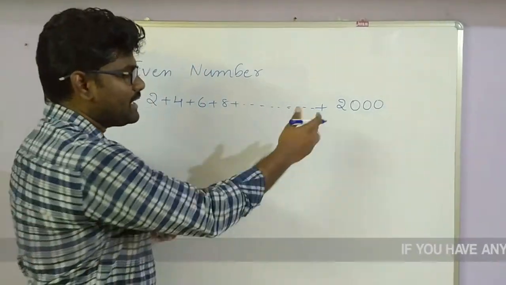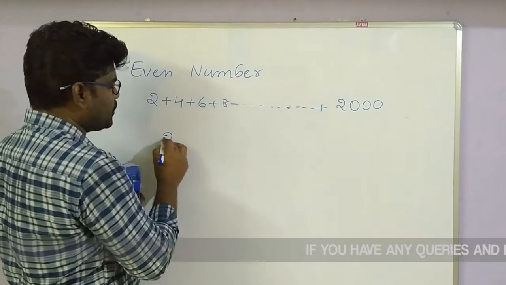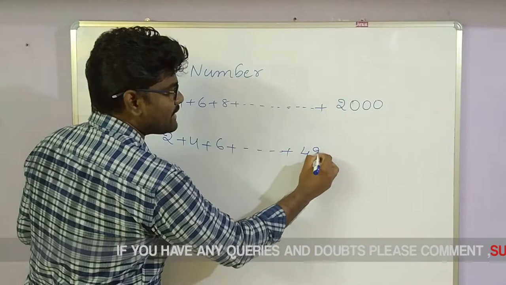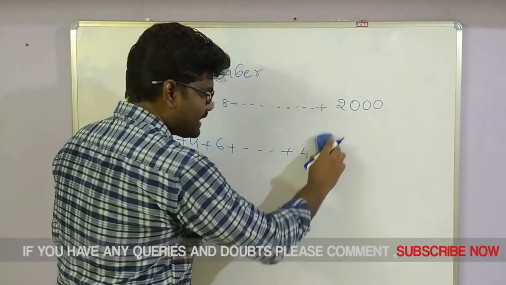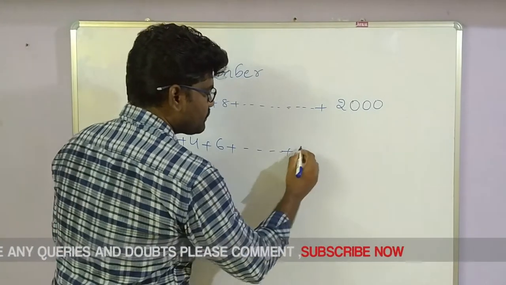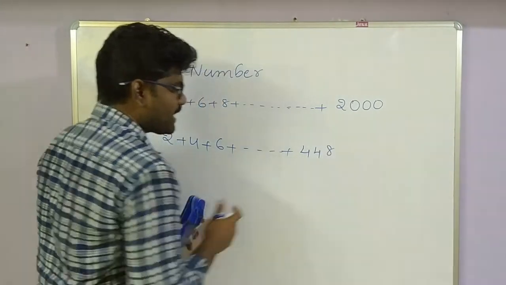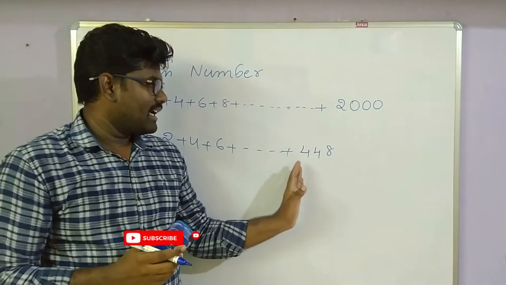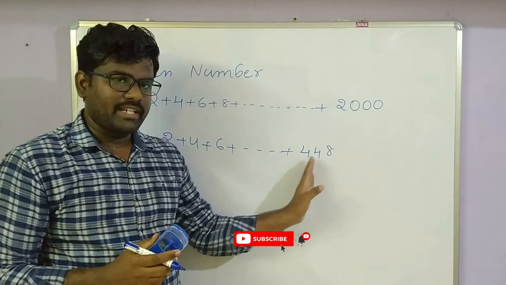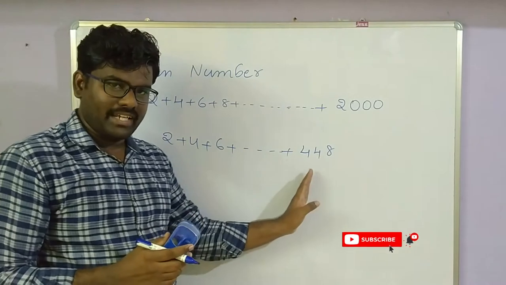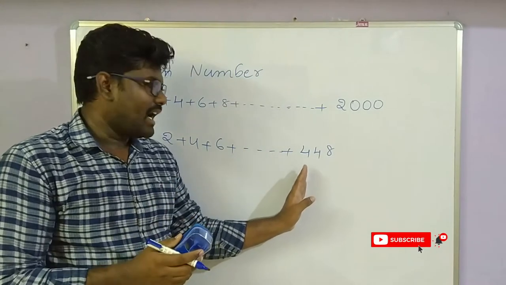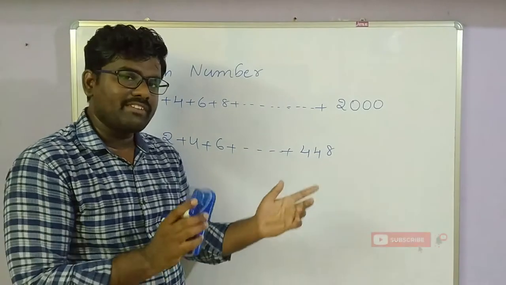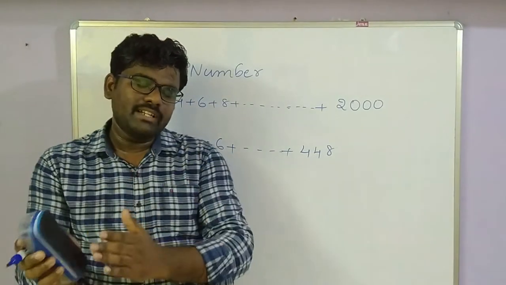In the same way, for example, here they are given 2 plus 4 plus 6 and so on, up to 448. Okay, how many even numbers are there? How can we calculate? Observe 2 to 448. First, up to 400, how many even numbers are there? Up to 400, 200 even, 200 odd.